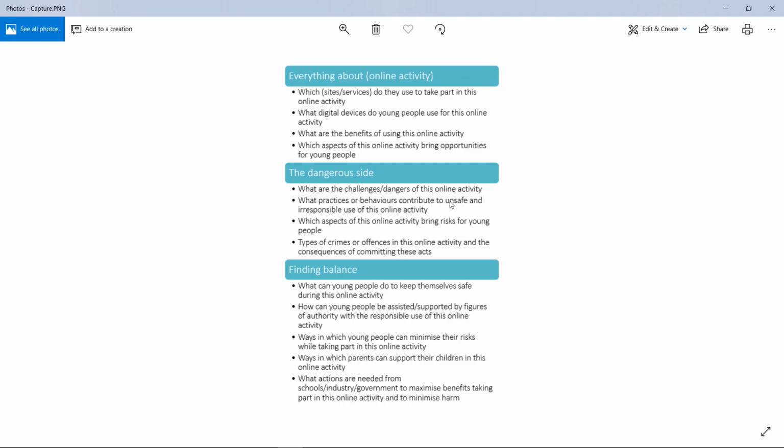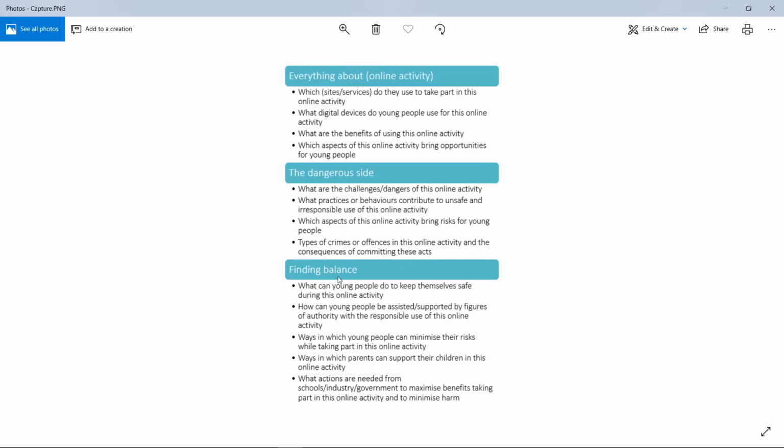Because it's not necessarily unsafe. If it actually brings opportunities, then inherently it is actually good, but there are specific things that people do that make it unsafe. What aspects of it bring risks for young people? So maybe it's more risky for young people, but not necessarily for older people. And then you can also have a look at the types of crimes or offenses, and the kinds of consequences of committing these acts. So like criminal sentences and things.